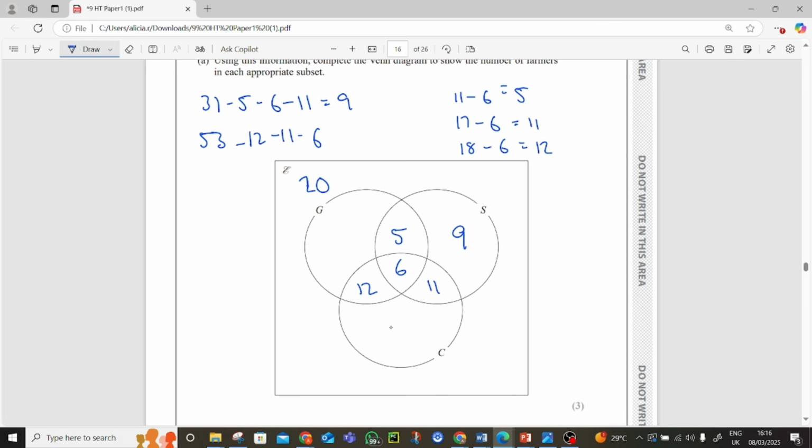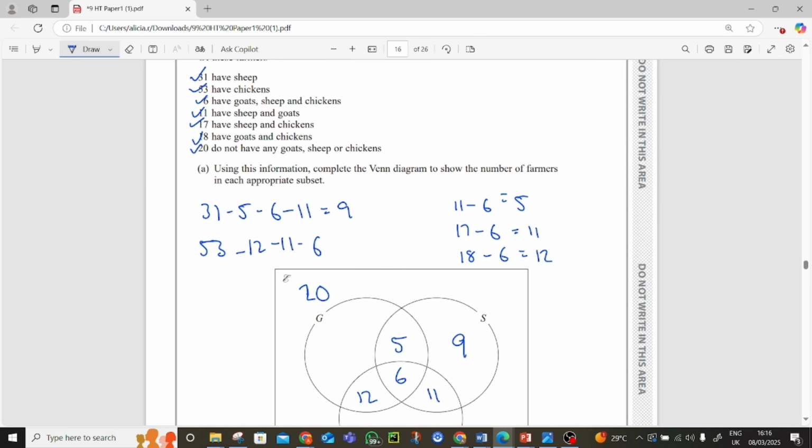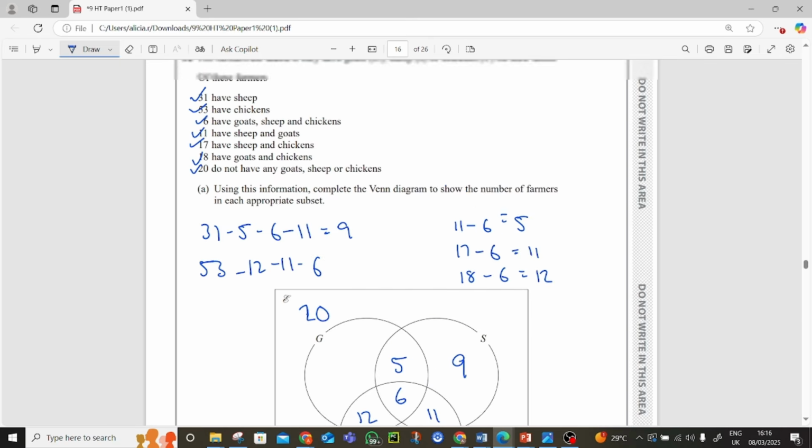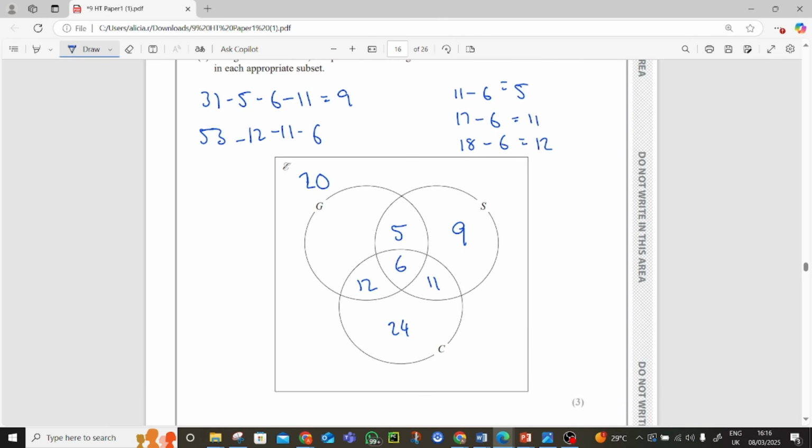Now we have a problem here because I've actually used all the information. If you look back at the list, I've now used this also. I don't have any more information. However, right at the top, we were told that we had 100 farmers in total. So to work out how many farmers have goats only, I'm going to take the full 100 farmers and subtract everything that I've worked out. So minus the 20, minus 5, minus 6, minus 12, minus 11, minus 9, and minus that 24. So I take everything in the diagram away from 100 to see what is left, and we have 13 left that only have goats. And that's the Venn diagram all filled in.